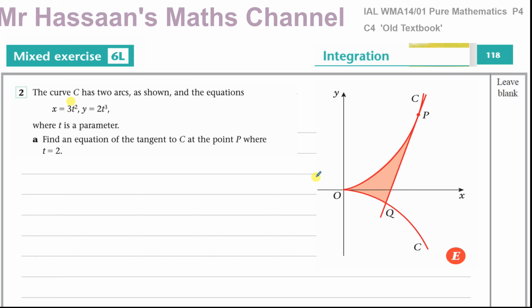So this is related to the P4 syllabus now. And this is from the old C4 textbook. And this is an integration with parametrics. And it's a very interesting question.